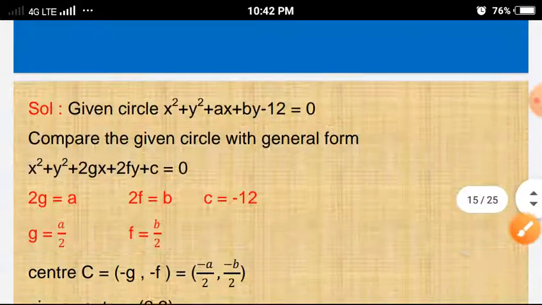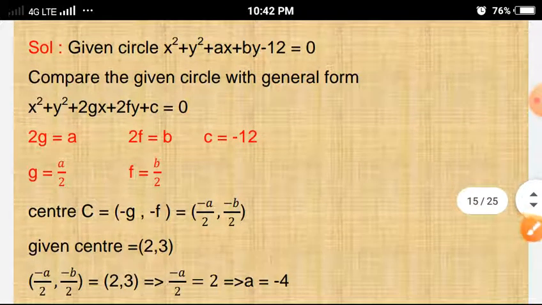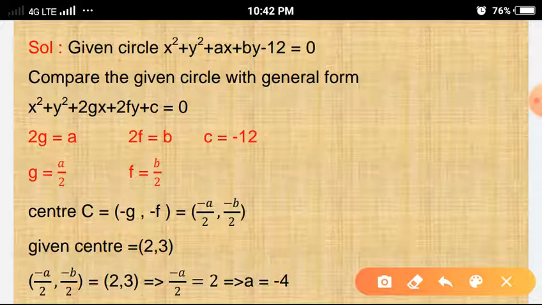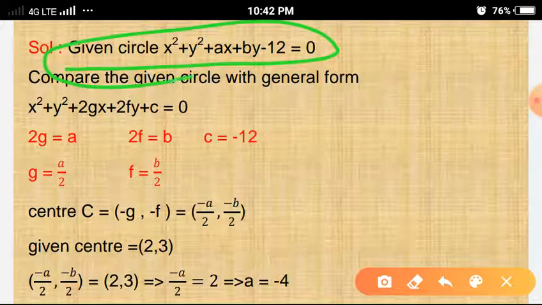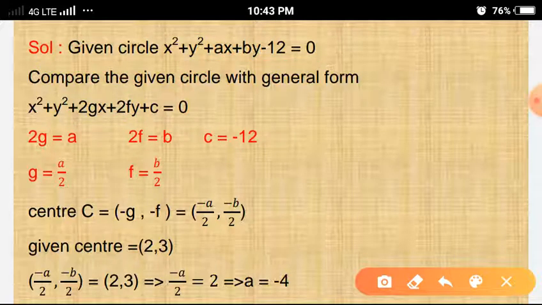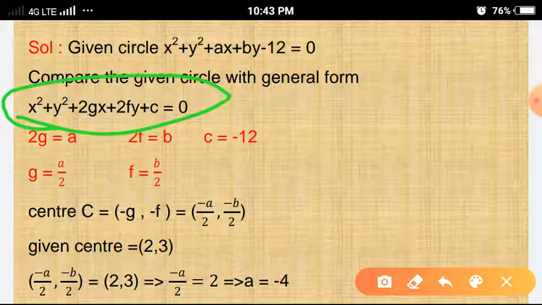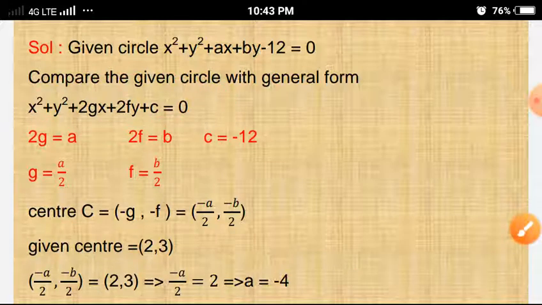The general procedure is, first we have to write the given circle equation. The given circle equation is x square plus y square plus ax plus by minus 12 is equal to 0. We have to compare this circle equation with the general form. The general form of the circle is x square plus y square plus 2gx plus 2fy plus c is equal to 0. How do we get the g and f values?